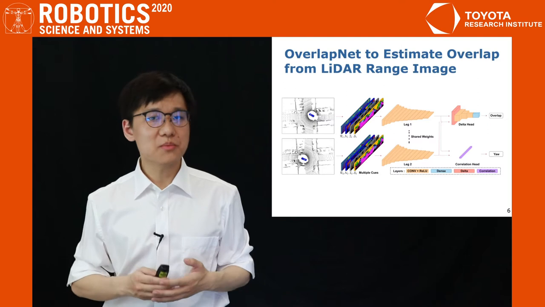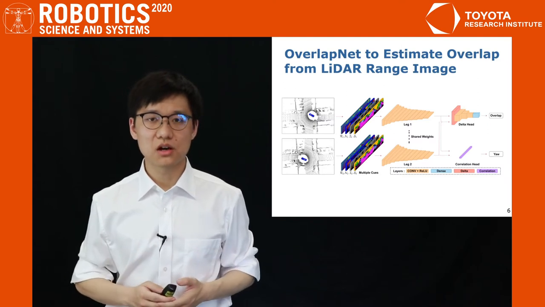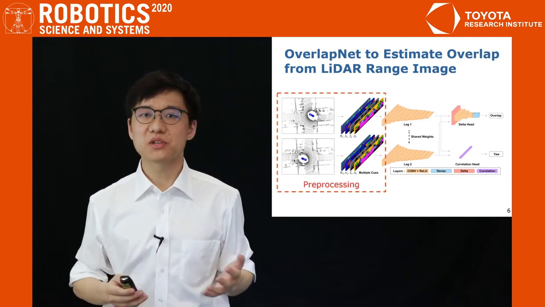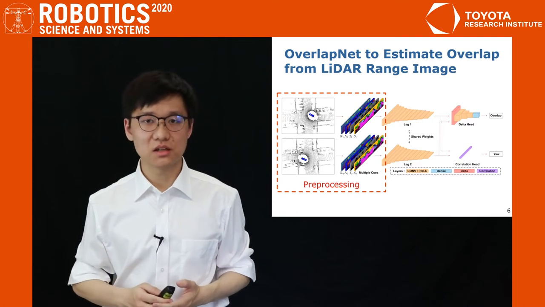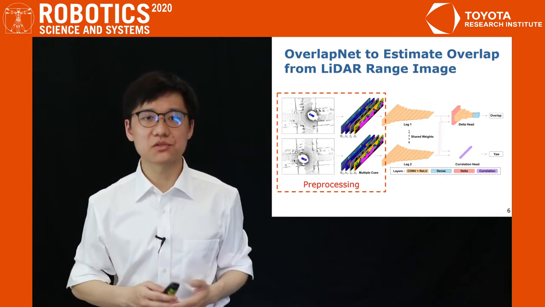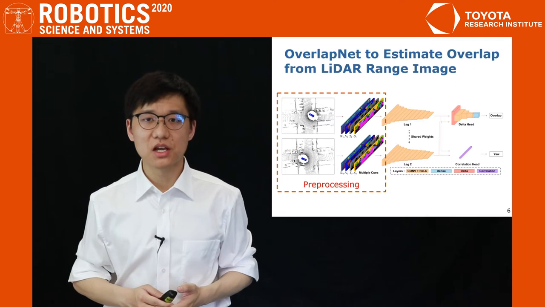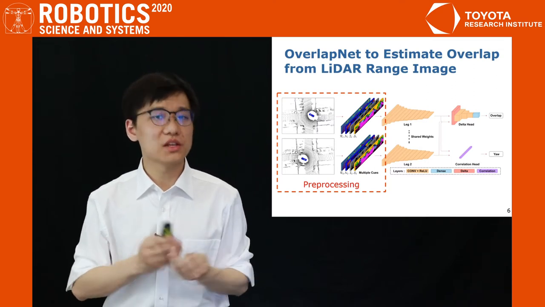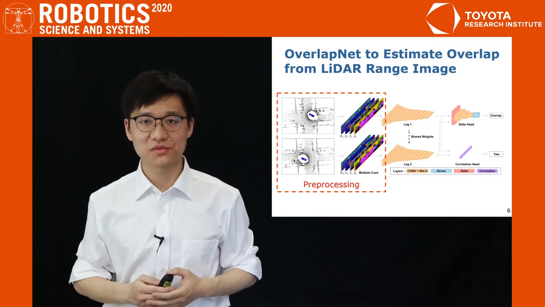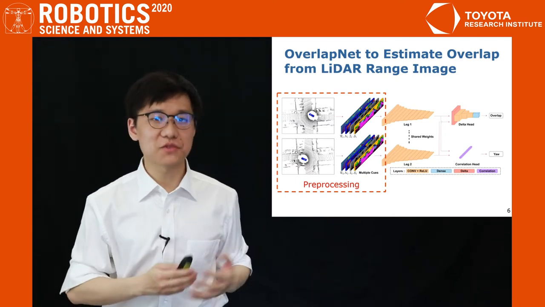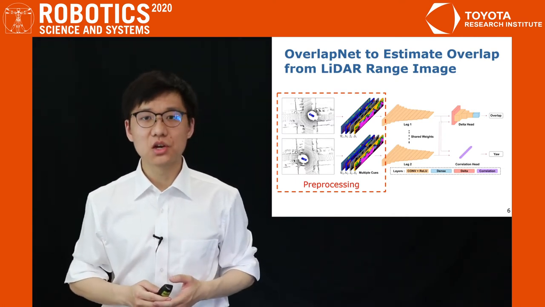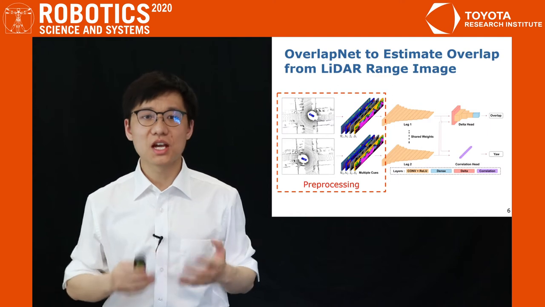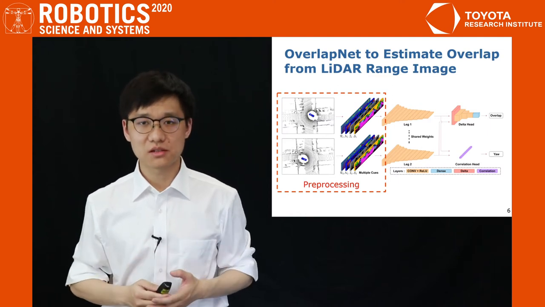This is the pipeline overview of our approach. On the left-hand side, you see the pre-processing of the input data. It exploits multiple cues generated from the LiDAR scans, including range, normal, intensity, and semantic information, which are shown here as different colored image layers. We use all this information as the input to our OverlapNet.